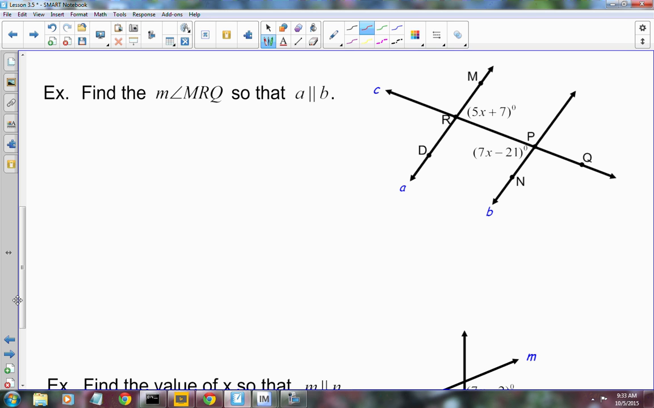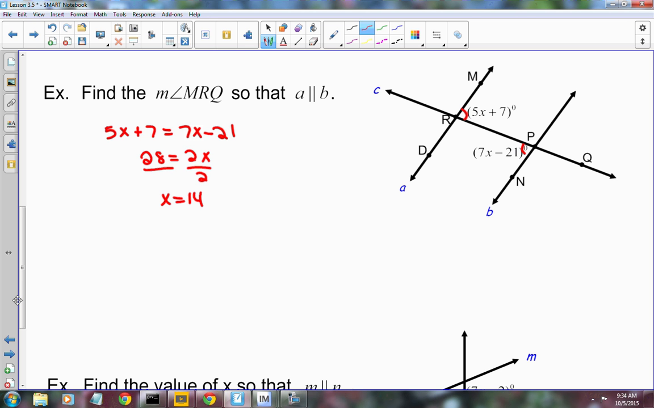It wants us to find the measure of angle MRQ so that A is parallel to B. This is MRQ right here, and I want to prove that A is parallel to B. In order for these to be parallel, what relationship do these two angles have to have? They are alternate interior, but in order for the lines to be parallel, they have to be congruent, okay? So I'm going to set them equal to each other. 5x plus 7 equals 7x minus 21, and I'm going to solve for x. So I end up with 28 equals 2x. Divide both sides by 2, and x is 14.